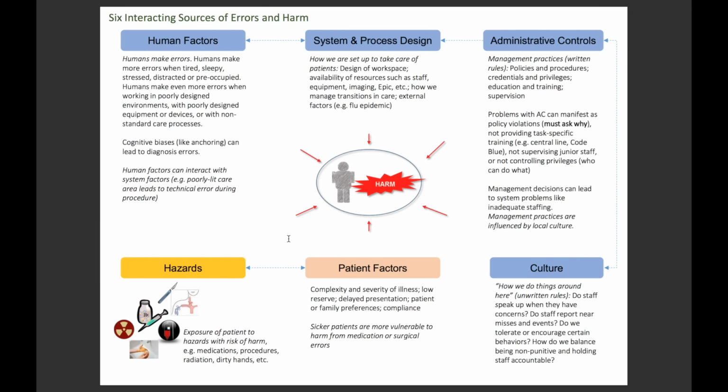Problems with administrative control can manifest themselves as policy violations, and this was by asking the question why, not providing task-specific training. And so, someone walks to the bedside and says, I'm going to do a procedure, and you say, well, are you privileged? Why are you doing this? And getting underneath those types of things. Not supervising, so lack of supervision of junior staff, or not controlling who can do what, is a potential source of harm. And this is how management decisions can affect these.